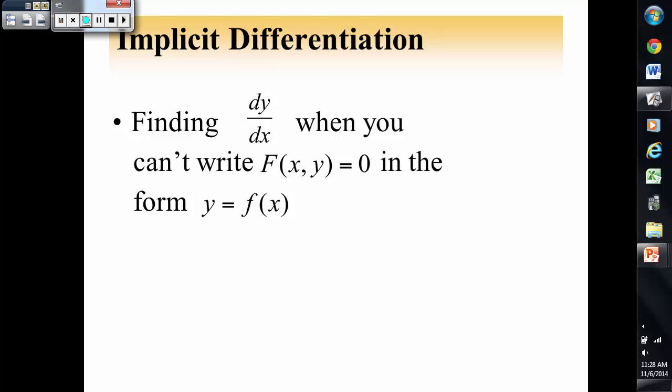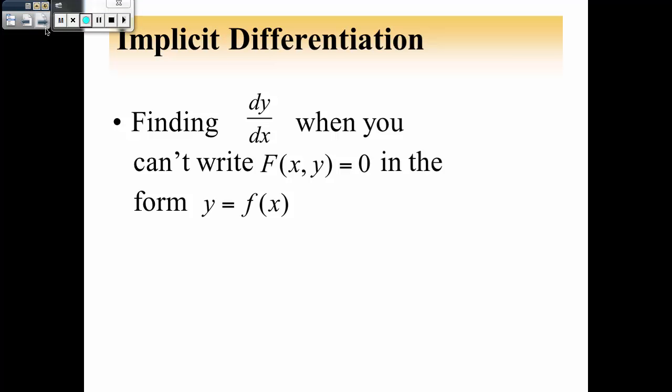Basically this happens anytime you have a situation where you can't write f of x, y equals 0 in the form y equals f of x. The gist of it is anytime you have a y in with your x, and you can't just solve for y, that's when you're going to use implicit differentiation.